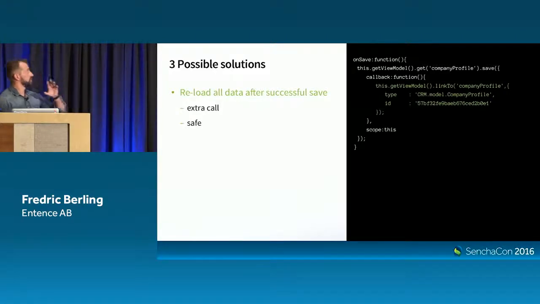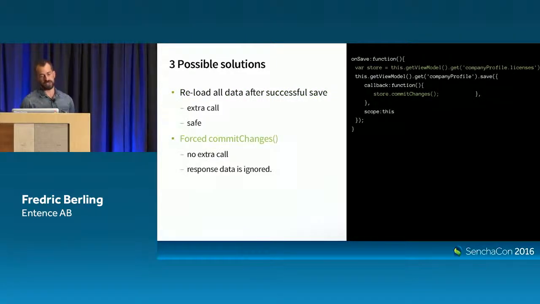But if you want to realize this data afterwards, you have a couple of options. You could reload all data after a successful save, making a new call. Then you're sure that everything is happening correctly. You could do that by just, in the callback of the save, calling load again, and everything gets reset. It gives you an extra call, but it's very, very safe. You know you have the latest data. It's 2 calls, something like that.